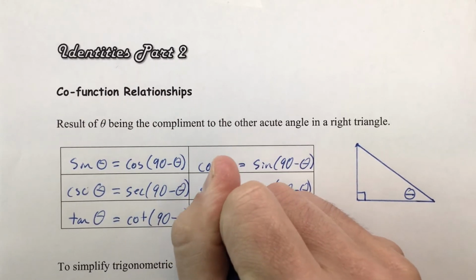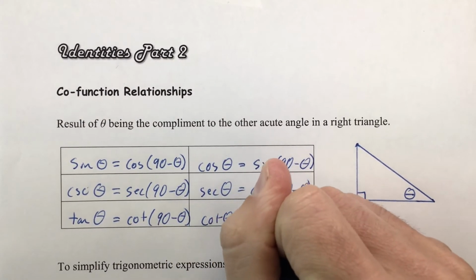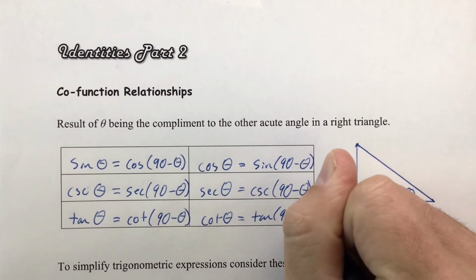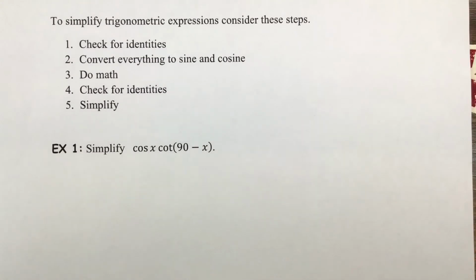And last, cotangent theta would be equal to tangent of 90 minus theta. Next, what I want to do is take you through my 5 steps to simplifying trigonometric expressions.